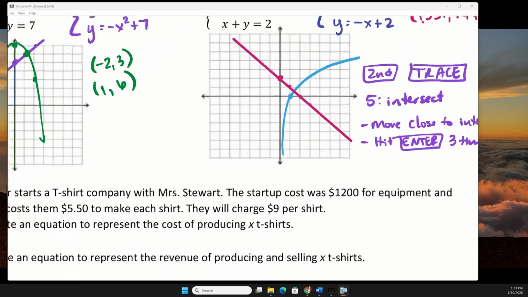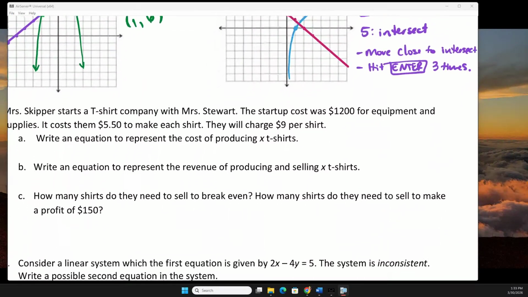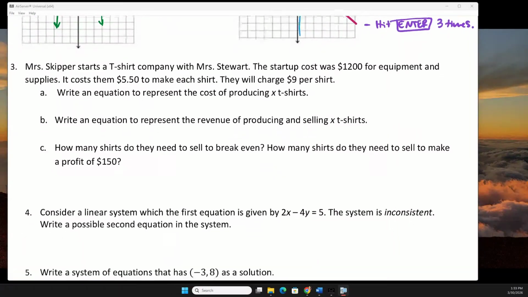Okay, and then the next question, we're going to see what we can figure out. We're not going to use a graph at all on this one.